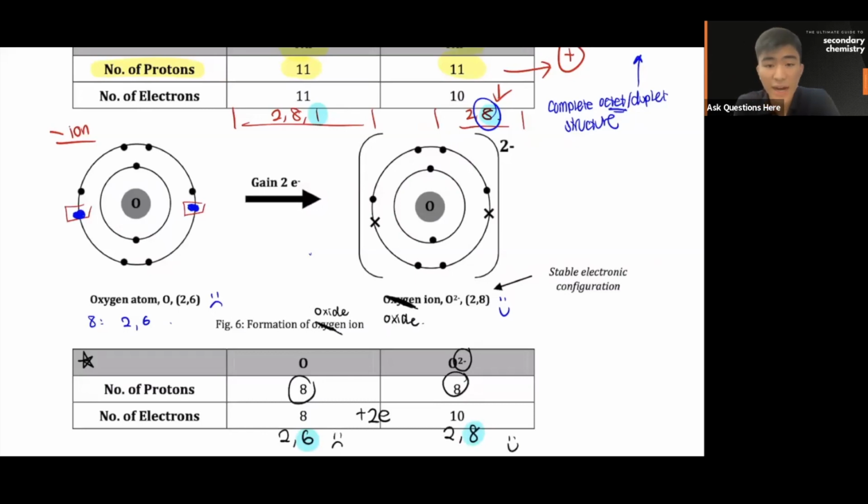Okay, so this is how it actually transforms itself into an ion. So for an ion, remember, the guiding principle is always to obtain a stable electronic configuration.